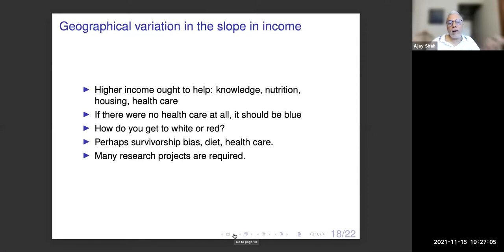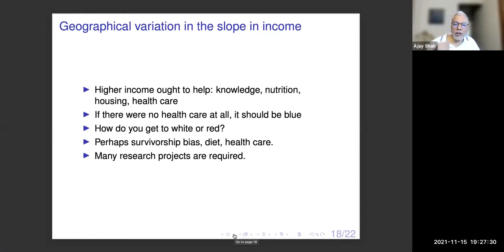Similarly, how do you think about the geographical variation in the slope of income? Higher income ought to help. Richer households should be better on knowledge, on nutrition, on housing, on healthcare. So imagine if there is no healthcare at all. There's really no reasonable way in which you can get rich people being worse than poor people, or rich people being equally bad as poor people.